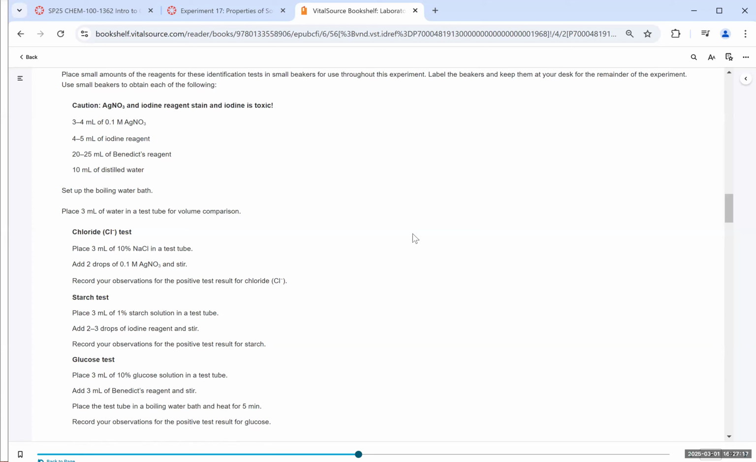So first we have the silver nitrate test. If we add it to a sodium chloride solution, as we can see, we're starting to observe the generation of a white solid precipitate. That's the silver chloride precipitate. So this is what a positive silver nitrate test looks like. As you can see, the chloride ions have reacted with the silver, and we get a white precipitate.